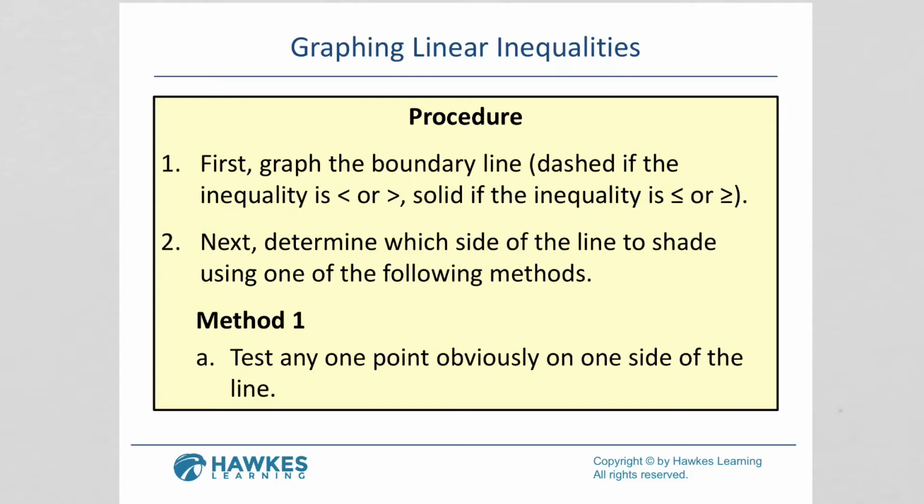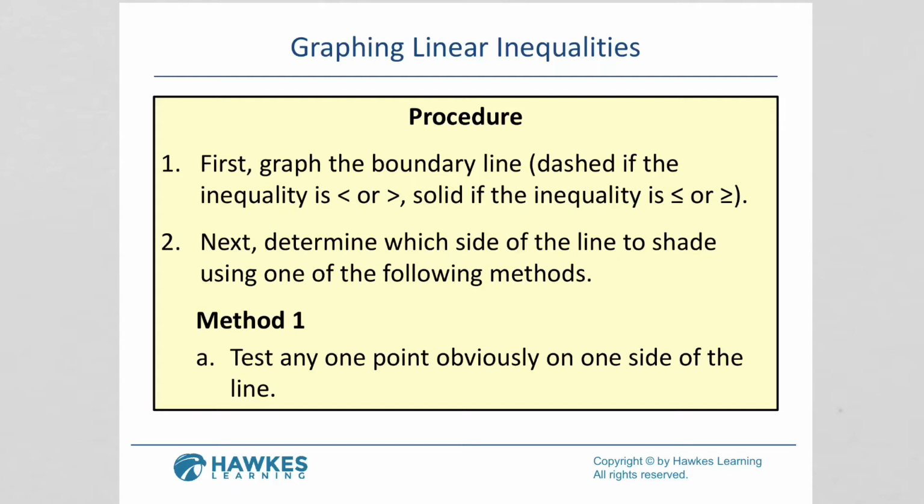The first step is to graph the boundary line, and you're going to use a dashed line if your inequality is less than or greater than. So think about open dot, dashed line. Solid if the inequality is less than or equal to or greater than or equal to. So think solid dot, solid line.